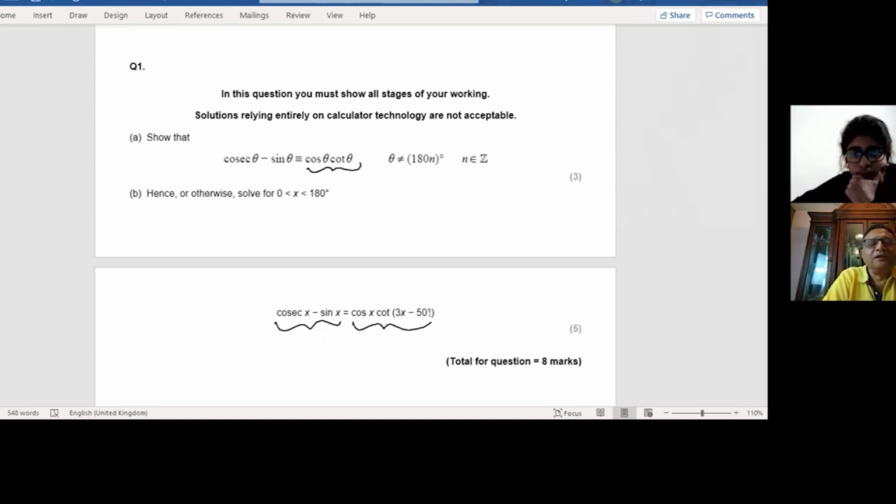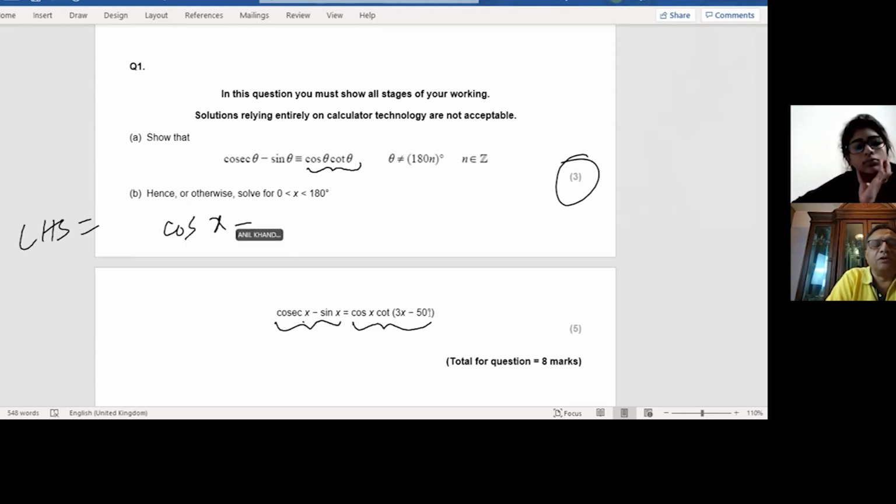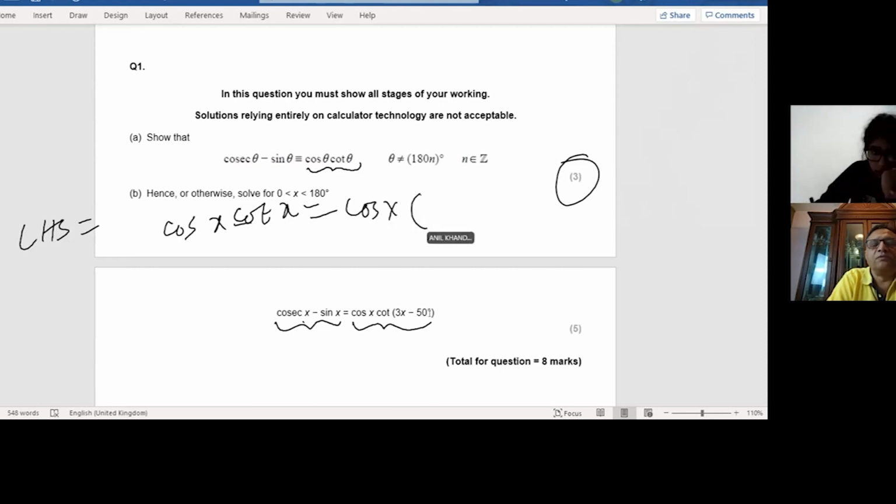You get the idea. So to solve this equation, we'll use what has been proved in part A, and so we can say the left-hand side, cos x times cot x, is equal to cos x times cot of 3x minus 50 degrees. Do you see that?